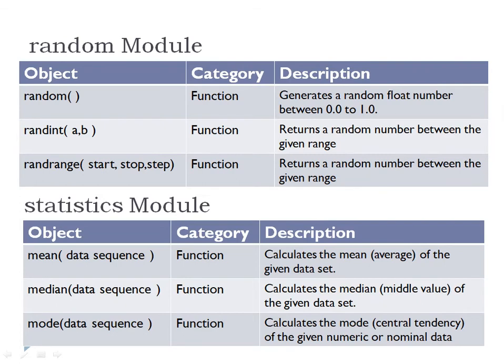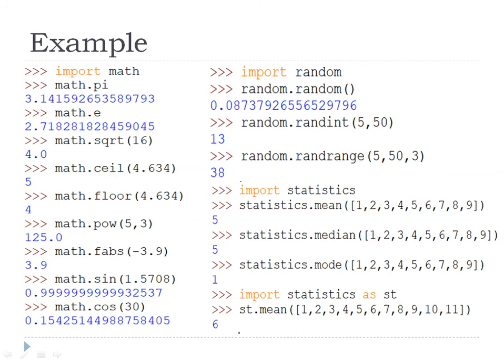Okay. So these are the three modules that are in your syllabus, and the functions that are given under these modules have also been discussed. Now let us see some examples. In this example, you can see we have imported the math module. How to do it? Import math. Then we write math.pi, it gives this value. Math.e, it gives this. Then math.sqrt(16), it gives 4. Math.ceil, math.floor, math.pow, math.fabs, math.sin, math.cos.